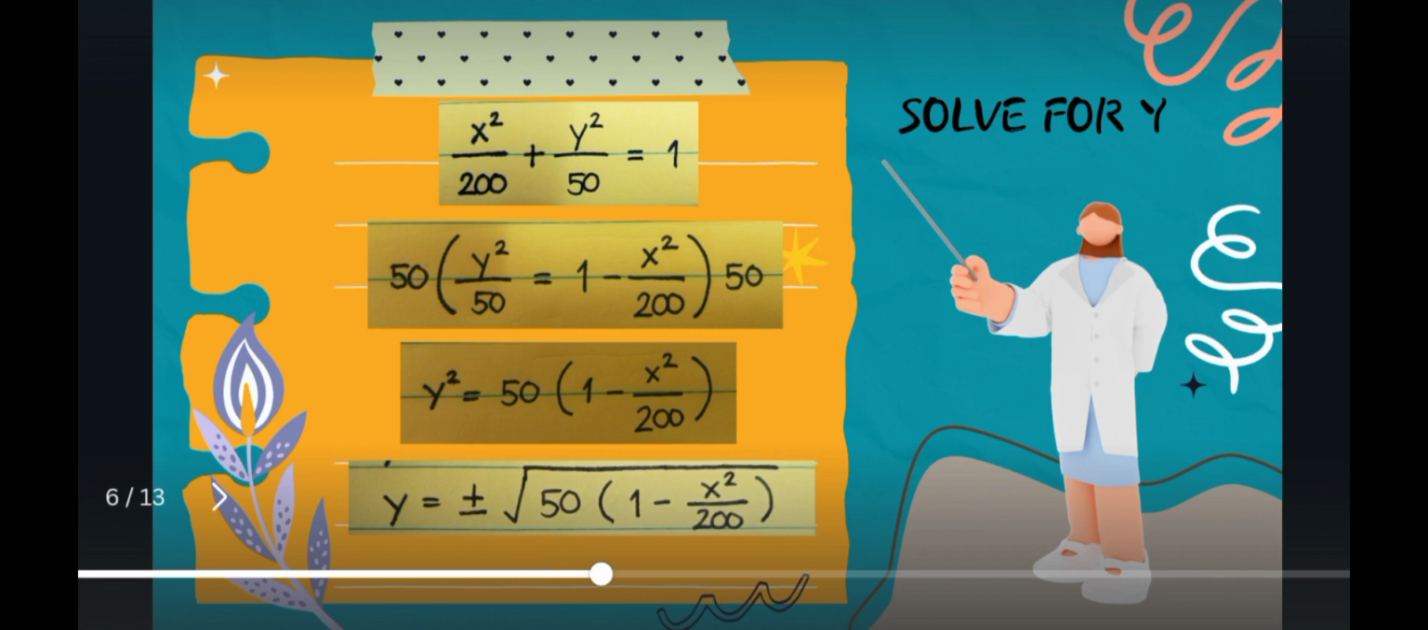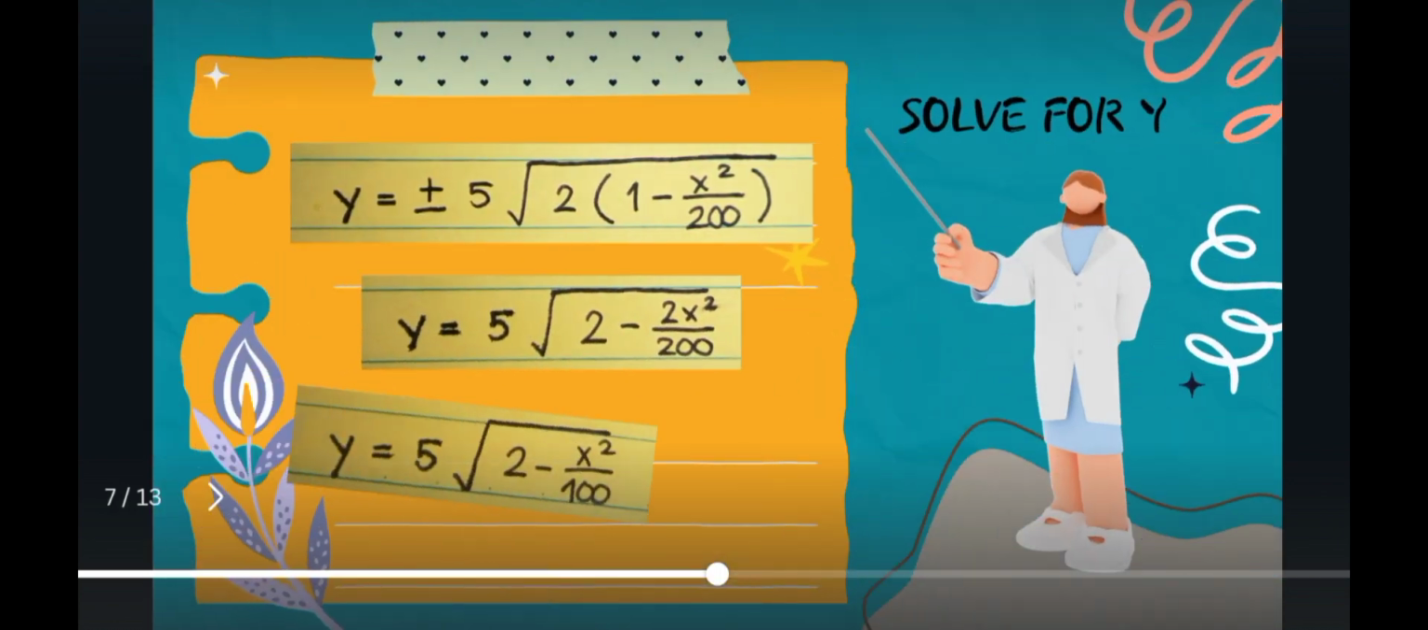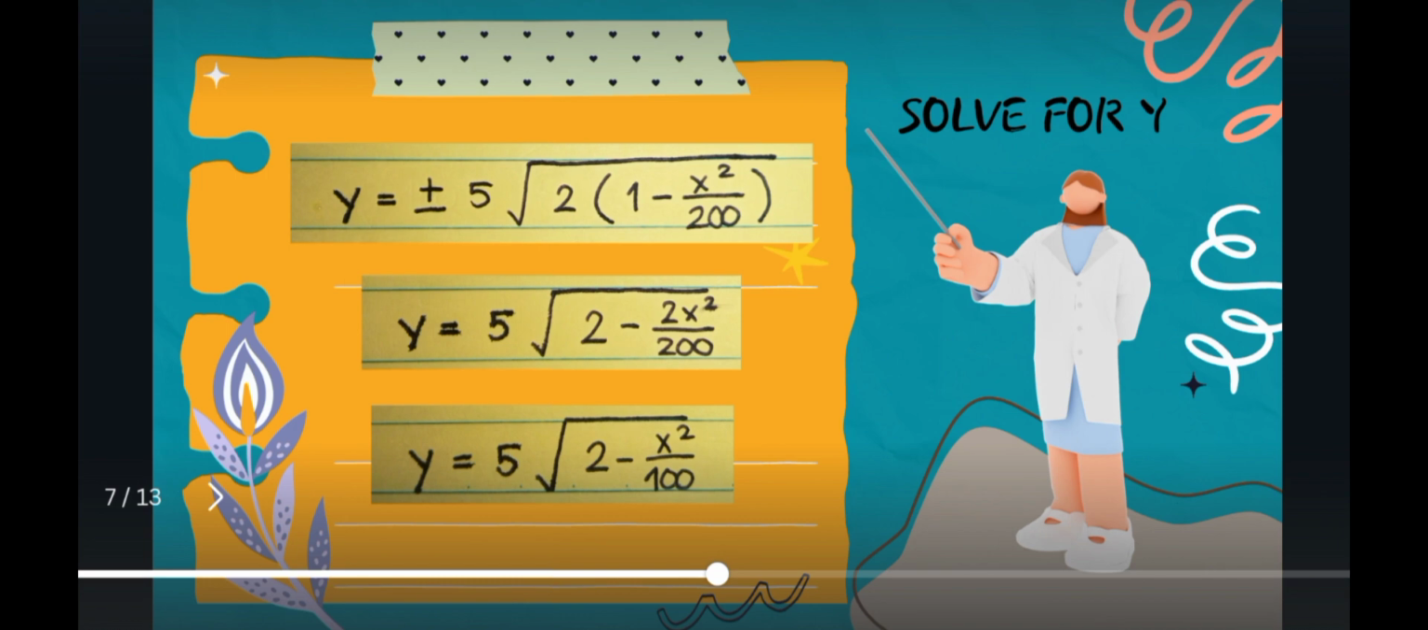Now we will get the square roots of both sides. The square root of y squared is y, and the square root of 50 times 1 minus x squared over 200 is the positive and negative square root of 50 times 1 minus x squared over 200. The square root of 50 is 5 square root of 2, so our y will become plus or minus 5 square root of 2 times the quantity 1 minus x squared over 200. So we will just distribute the 2 into the parentheses. 2 times 1 will become 2, and then 2 times x squared over 200 will become 2x squared over 200, or simply our y will become y is equal to 5 times the square root of 2 minus x squared over 100.